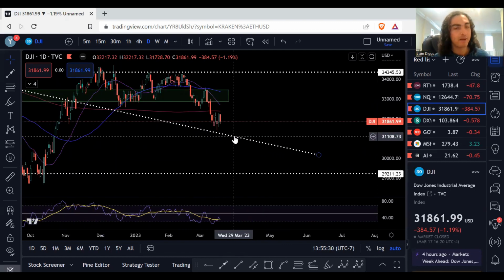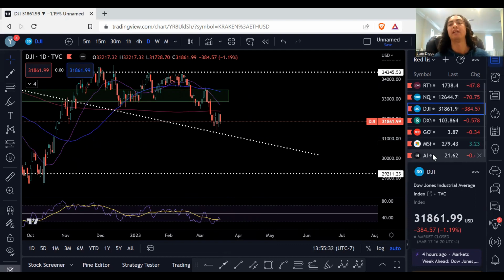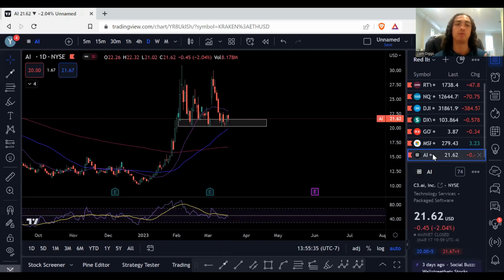Now, the very best part of this, I'm sure you've all been waiting. Let's go ahead and jump into the trade of the week. We are looking at C3.ai Incorporated. The ticker symbol is AI.